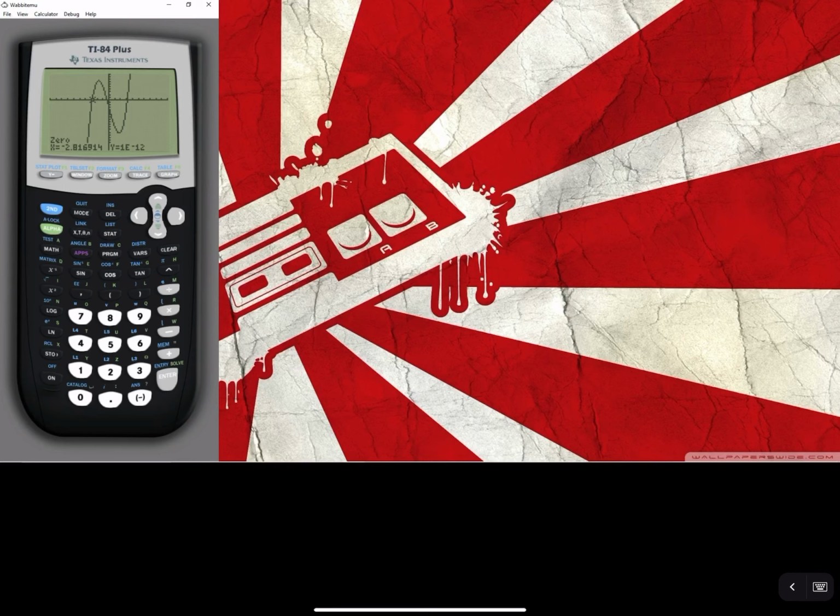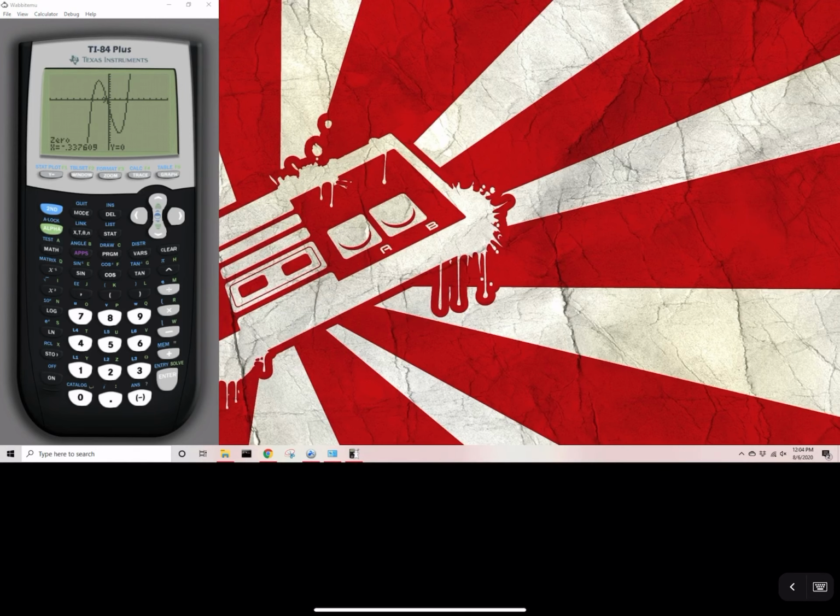To find the next x-intercept, I hit second calculate again. I choose 0. It says left bound. Move my cursor somewhat close to the left side of the next x-intercept. I hit enter. Then I move it to the right side of the x-intercept, somewhat close to it. I hit enter. Then it says, you want me to guess? I would like you to guess. This one is negative 0.338 through 3 decimal places. Notice it got the y value spot on this time, which is 0.